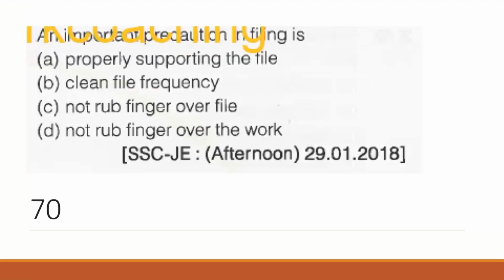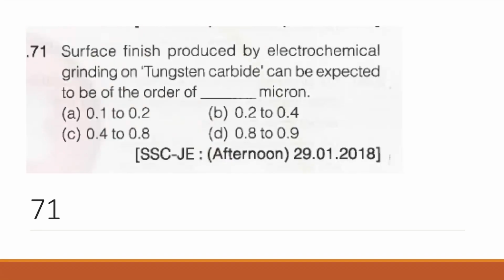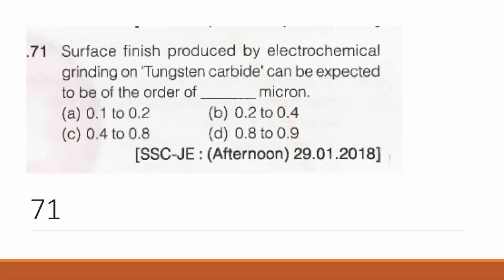Now this is question number 70. Important precaution in filing is, clean the file frequently. The answer is B. Now, surface finish produced by electrochemical grinding on tungsten carbide can be expected to be of the order of, question 71. Answer is 0.4 to 0.8 micron. This is the order of the surface finish by electrochemical grinding on tungsten carbide, 0.4 to 0.8 micron.